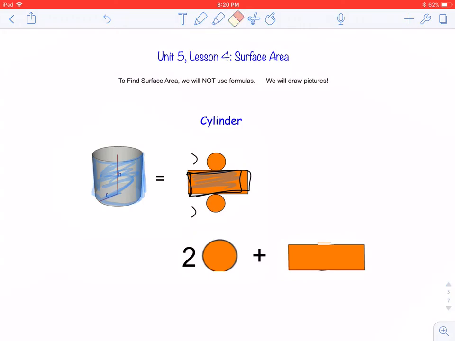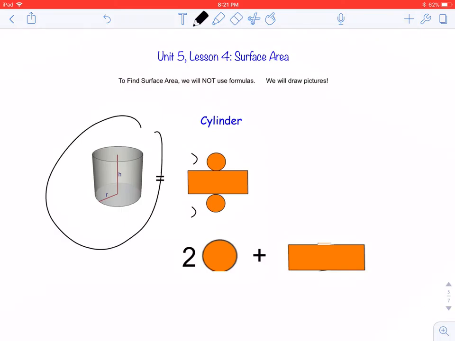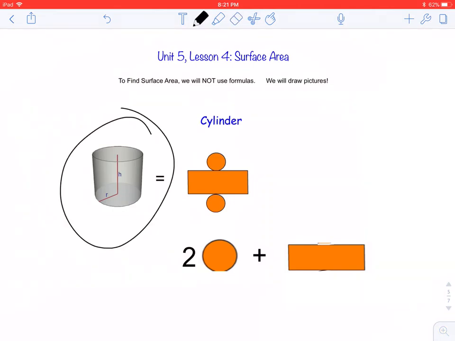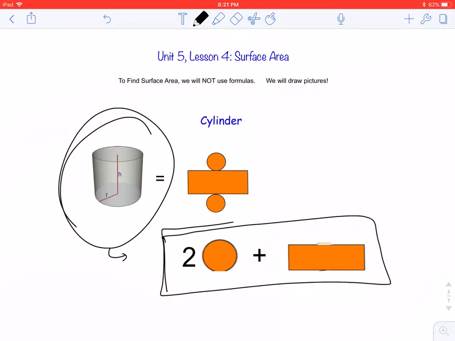Okay, that's going to be one of the yellow figures I have in class if you want to take a look at it. So, again, please feel free, draw yourself a cylinder, not a circle, draw yourself a cylinder, and then you have this idea of it's 2 circles and 1 rectangle. Okay, get that in your notes and come on back.